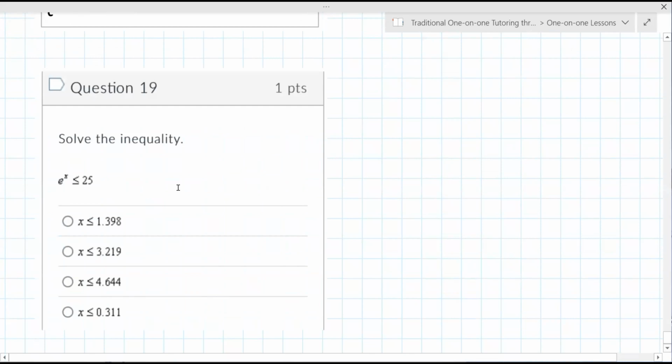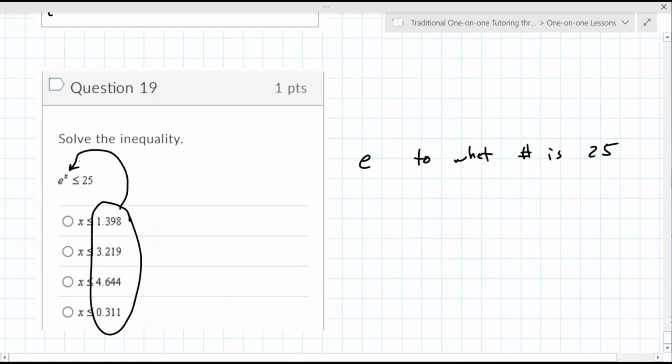So basically this is asking, well, e to what number is 25? Okay, and again, you could literally check these here. If you get one just like this, you can definitely do that, but let me work this out just in case you want to see the steps here later on.